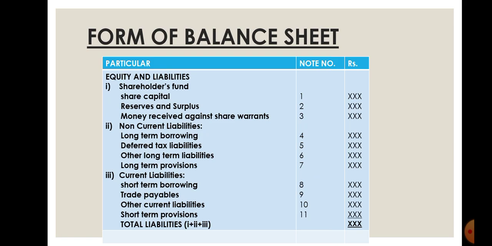Now we'll see the format of the Part 1 balance sheet. In the balance sheet, there are two main categories, that is equity and liabilities, and assets. Under liabilities, there are three categories, that is shareholders' funds, non-current liabilities and current liabilities. Now what is shareholders' funds? It means the company is invested in by its shareholders, that is share capital, reserves and surplus, money received against share warrants.